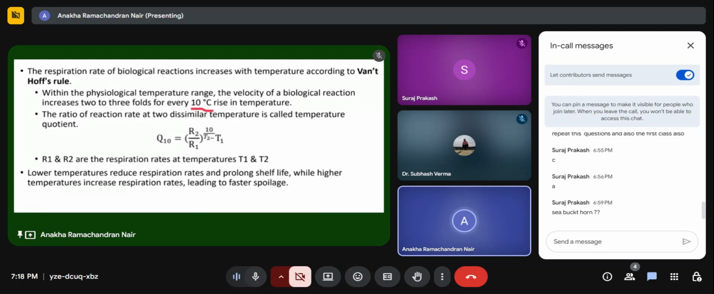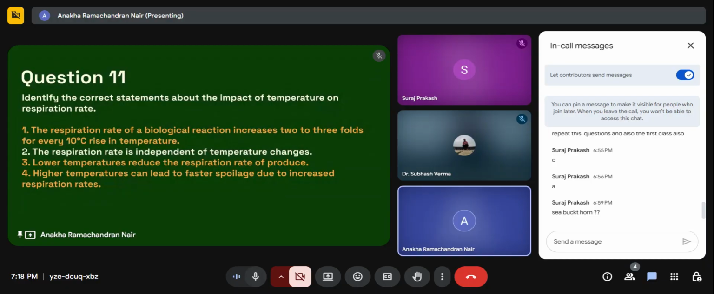And R1 and R2 are the respiration rates at the temperatures T1 and T2. So the formula itself, the Van't Hoff rule, tells you that T1 and T2 do play a role, that is the temperature does play a role in the rate of respiration, right? So option 1 is correct, option 2 is not correct. The respiration rate is not independent of temperature changes. Option 3 states that lower temperature reduces the respiration rate of the produce, and that is correct. And that is the reason why you store your fruits and vegetables in the refrigerator, right?